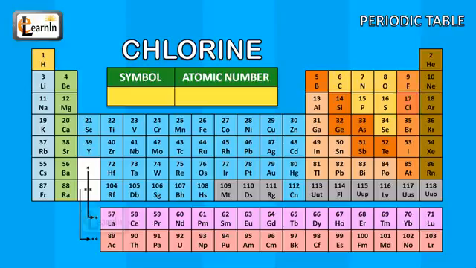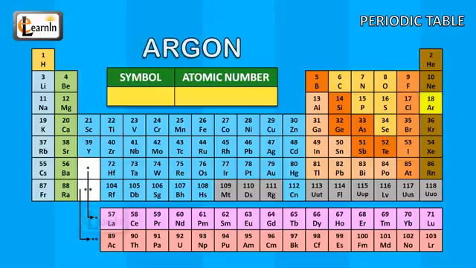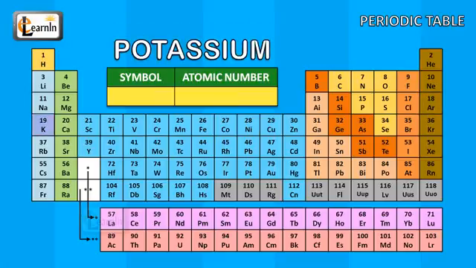The element chlorine is represented as Cl and has an atomic number of 17. The element argon is represented as Ar and has an atomic number of 18. The element potassium is represented as K and has an atomic number of 19.